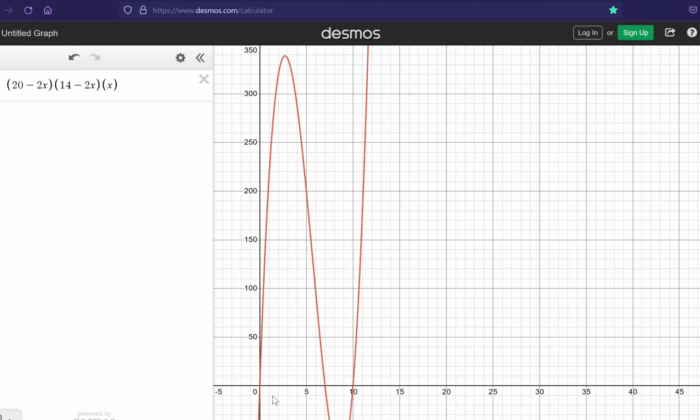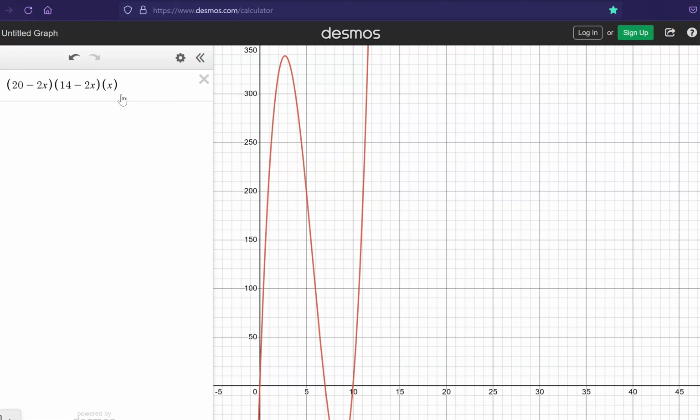Okay, so the graph, it's starting at 0, 0, it's going up, it turns at some peak right there, turns back down, goes below the x-axis, and then comes back up to go off to positive infinity. So this is mapping the volume of the box. Something we need to think about is what makes sense for our domain here. What are some limitations that we have?